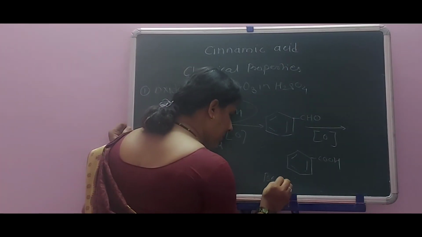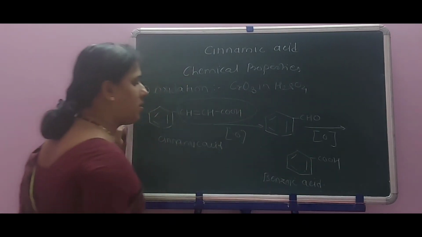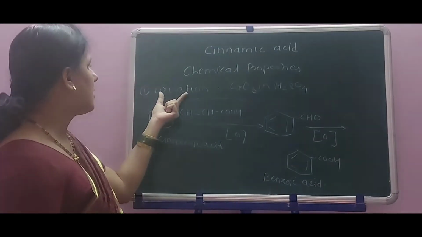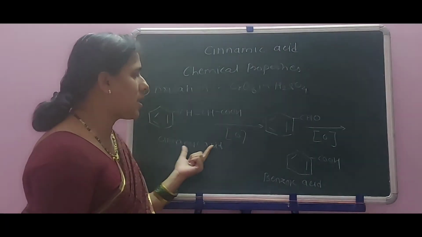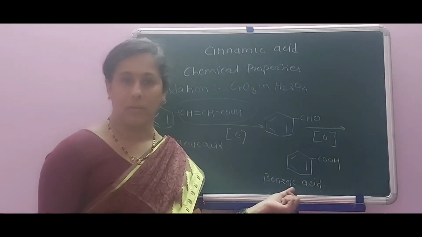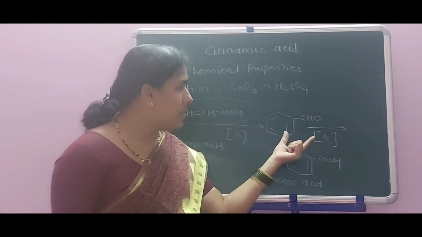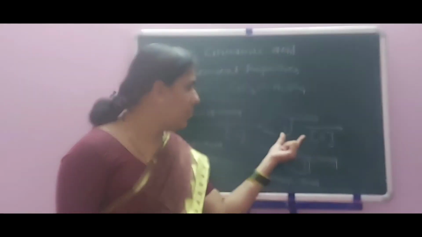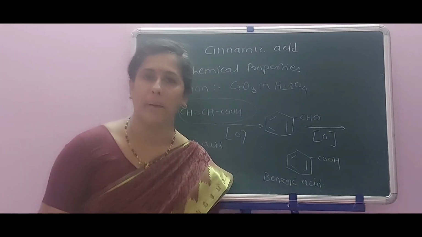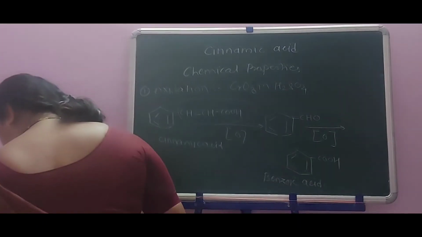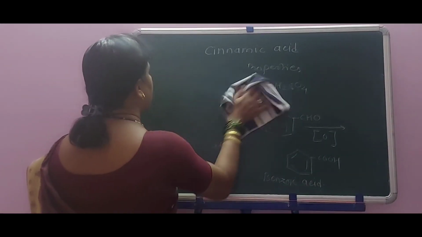That is benzoic acid. Oxidation in the presence of chromic acid in H2SO4 gives rise to a mixture of aldehyde and acid. In one step it gets oxidized to the aldehyde, and again it is oxidized to benzoic acid. Now the last point is about its uses.